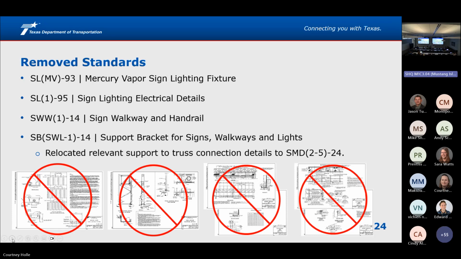Some of the standards that were removed were the mercury vapor sign lighting fixture and the sign lighting electrical details. I mentioned that the sign walkway and handrail information was removed. And the support bracket for signs, walkways and lights was also removed.